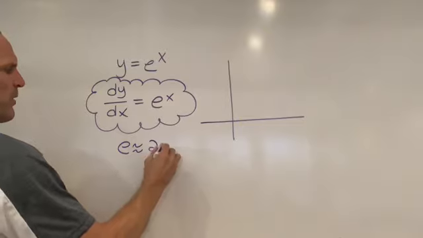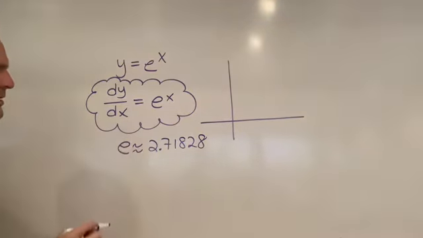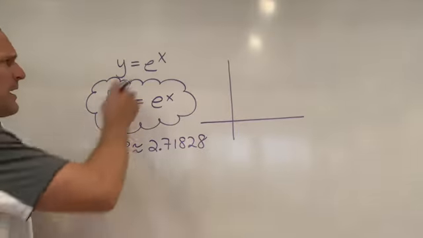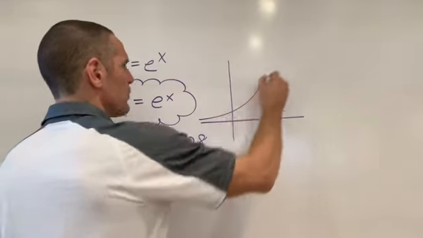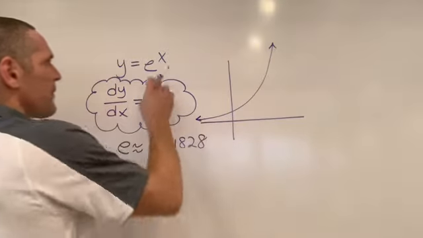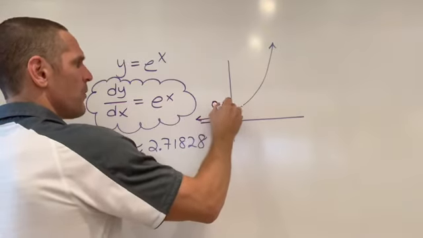It's about 2.71828. Or if you remember, it's about 2.7. That's fine. If we take e to the x, look, our base is greater than 1. That's exponential growth. Looks like that. If I put in a 0 for x, I get 1. So this is the point (0, 1).